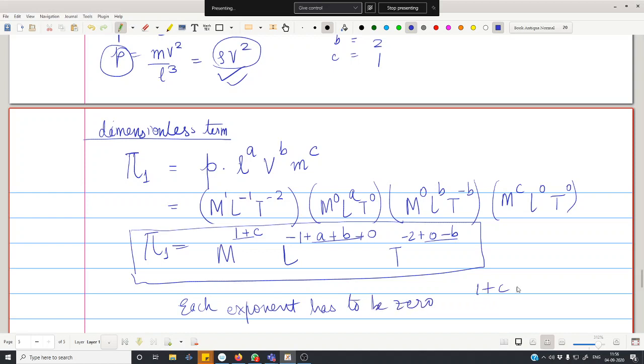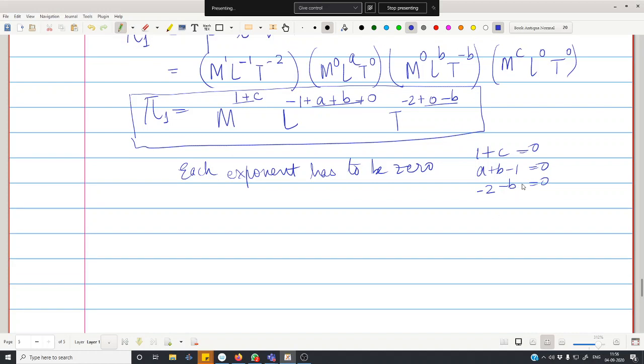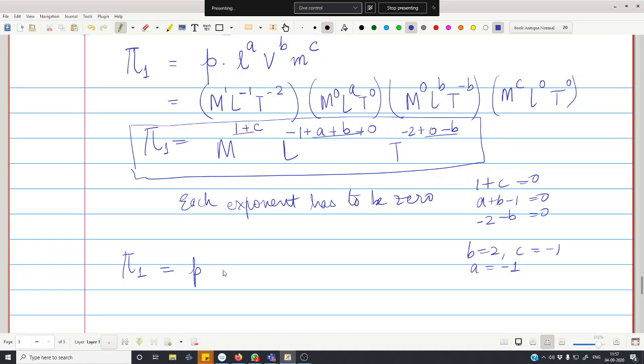And thus 1 plus C equals 0. A plus B minus 1 equals 0. Minus 2 minus B equals 0. And thus we obtain B equals 2, C equals minus 1 and A equals 1 minus B, which is minus 1. So then the pi 1 term is going to be P L to the power minus 1. Sir, B is minus 2. Sorry. B is minus 2. My bad. No one is prone to silly mistake.